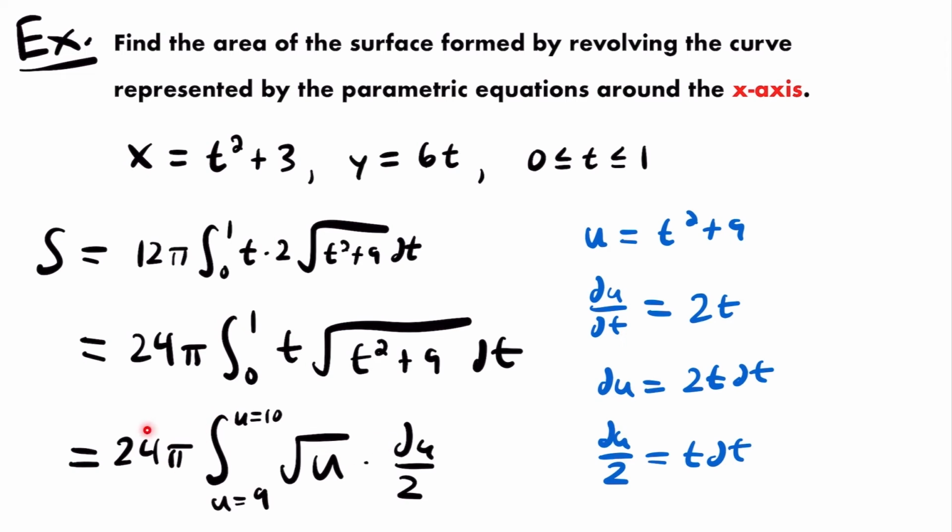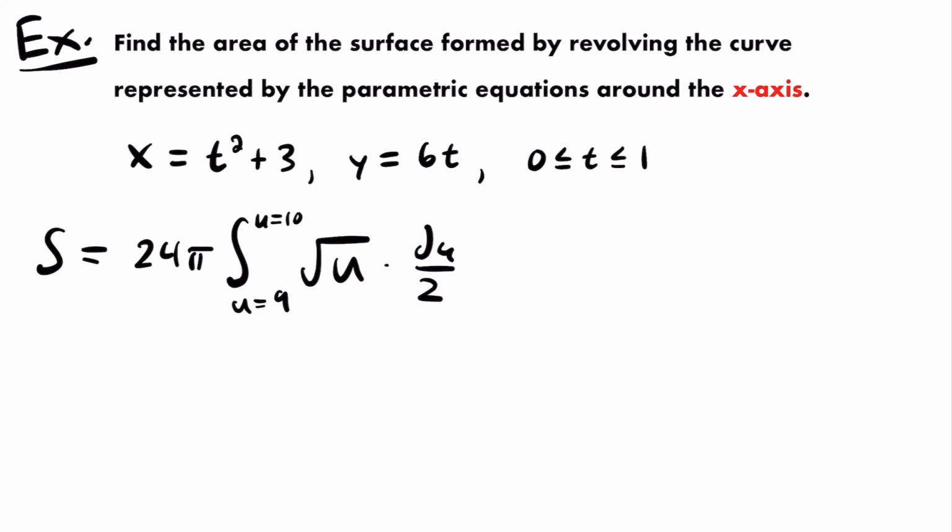Okay, and so now our integral is entirely in terms of u, so we don't have to worry about converting it back into terms of t. We can just integrate with respect to u, and then evaluate at our bounds of integration. And that will give us the area of the surface of revolution. And so now let's work on solving this integral.